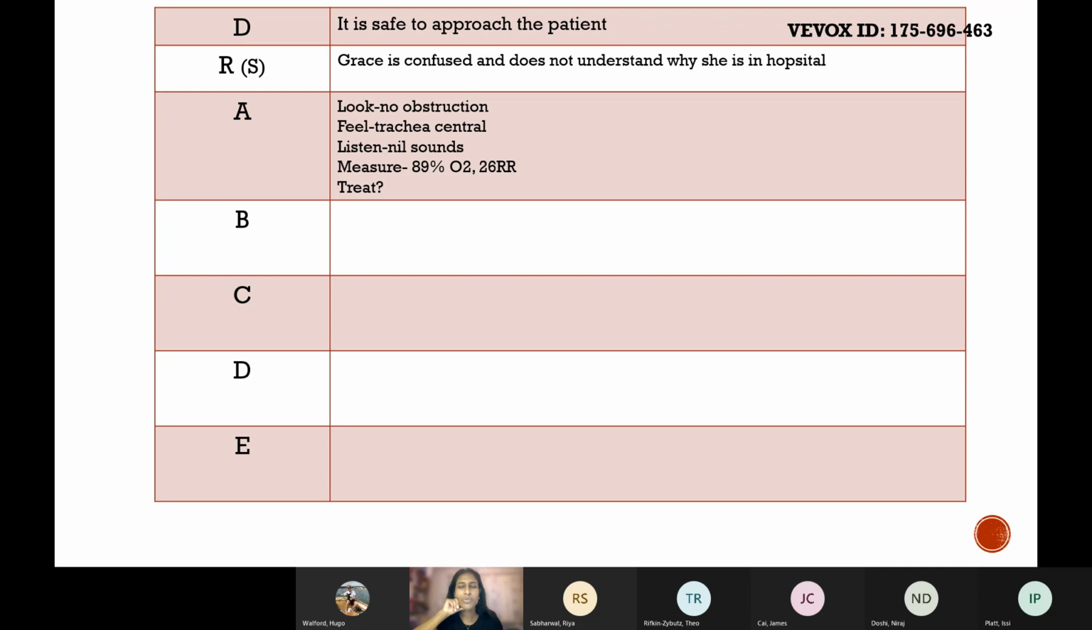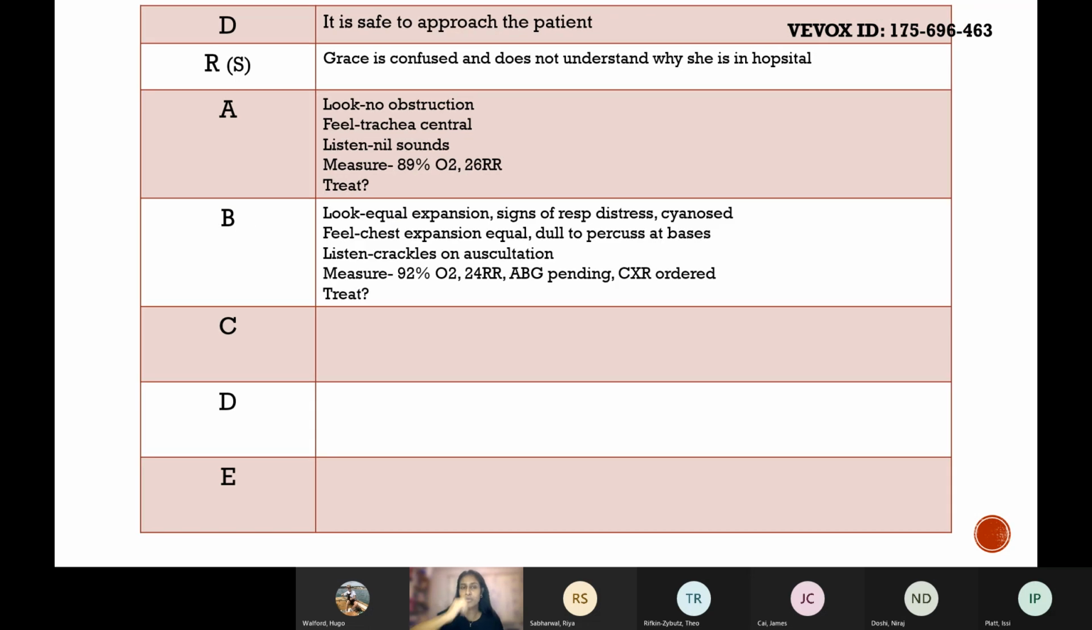Is that looking good to you, or are you a bit worried? Get oxygen up. And how are we going to do that? Give oxygen. Fantastic. Well done. So that's what we're going to do. And then I'm going to move on to breathing.